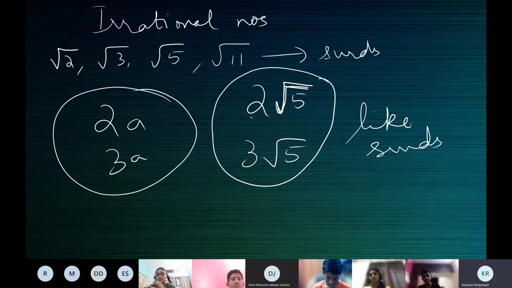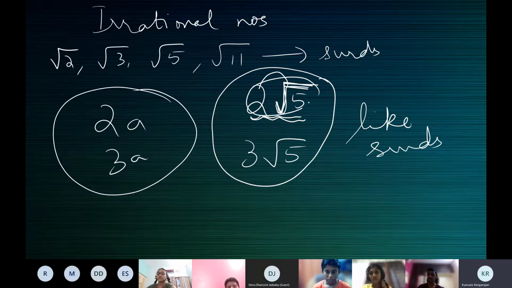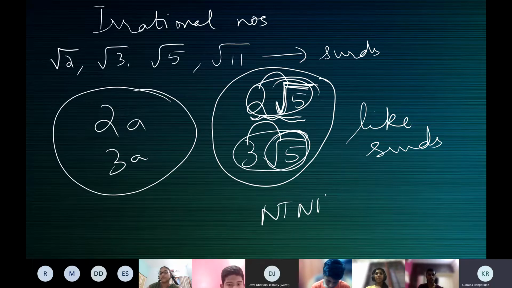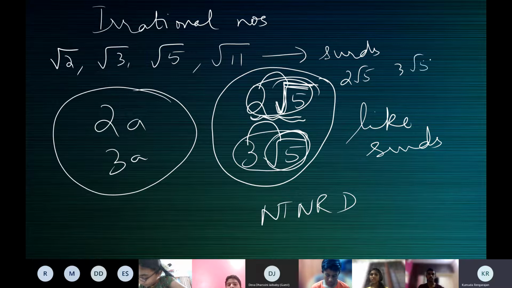So clearly 2√5 is irrational because √5 is irrational. And when you multiply that by 2, the answer will again be a non-terminating, non-repeating decimal. Similarly, 3√5 is also irrational. That value into 3 will be a different non-terminating, non-repeating decimal. So when they're non-terminating, non-repeating decimals, they are irrational numbers. Such expressions are called surds. 2√5 and 3√5 are called like surds because the factor √5 is the same in both.